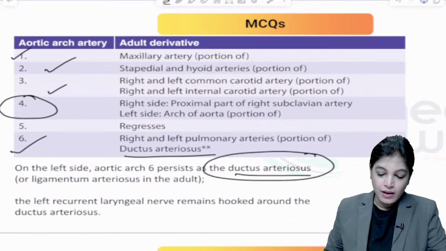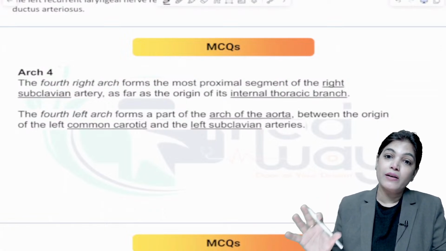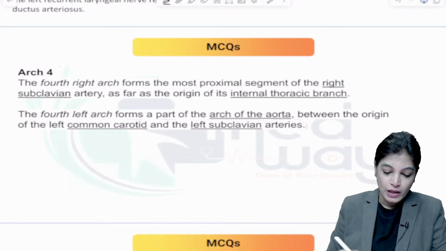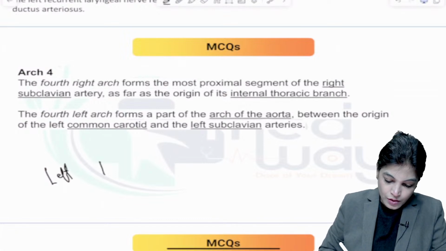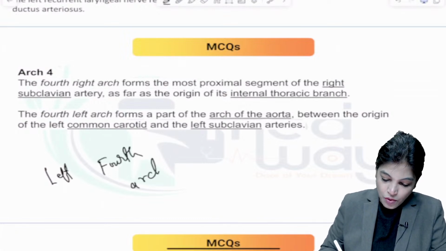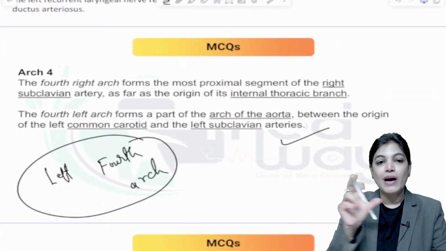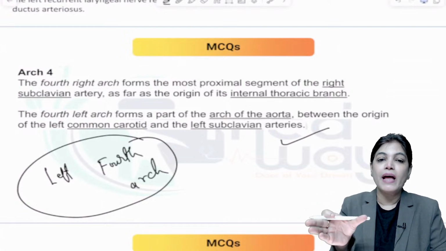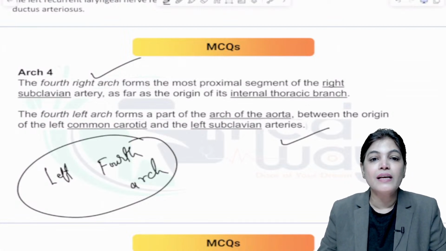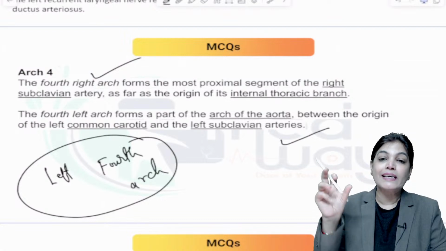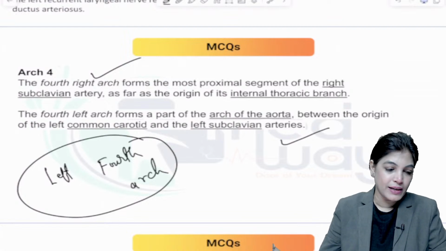So any doubt you can also ask me. Some of the students were telling me there was a question related to the embryological origin of the arch of aorta. So we already know, if we talk about the arch of aorta, the left fourth arch will form a part of the arch of aorta, located between the left common carotid and left subclavian artery. The right fourth arch artery will form part of the right subclavian artery, the part extending till the level of origin of the internal thoracic artery, which is a branch from the first part of the subclavian artery.